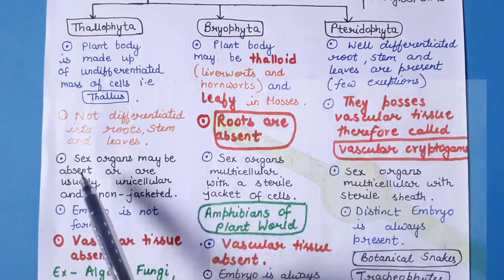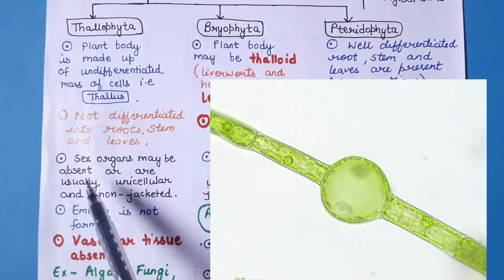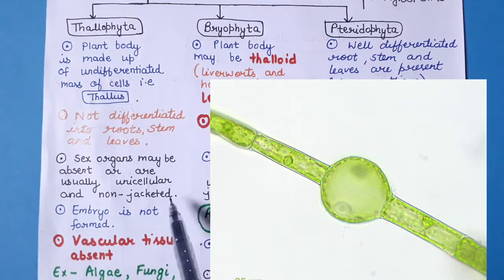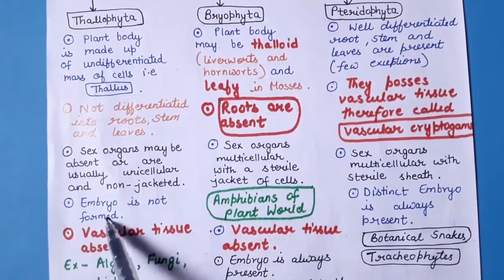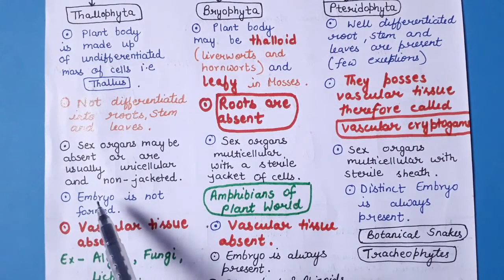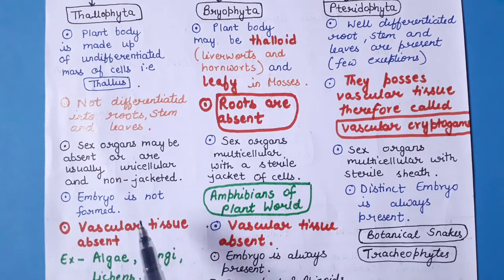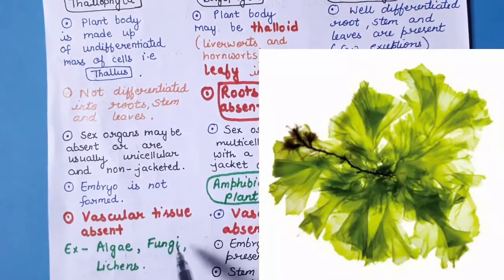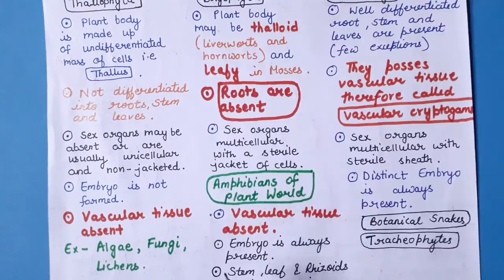In this case, the sex organs may be absent or are usually unicellular and non-jacketed. The major important characteristic feature here is that the embryo is not formed in this type. Vascular tissues are absent. Examples of the Thallophyta include algae, fungi and lichens.